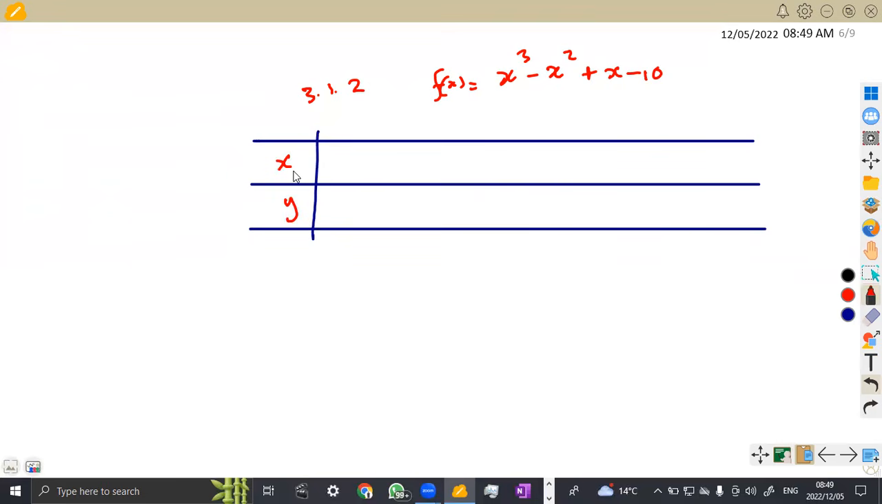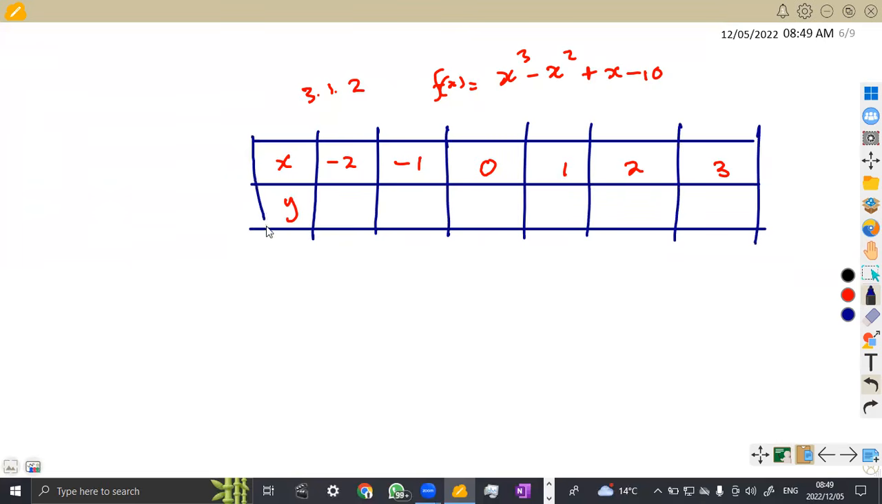So X is ranging from -2 up to 3. So you're going to have -2, -1, 0, 1, 2, up to 3. All right, so these are the values of X. So what it simply means is you are going to substitute. That is what the question is simply saying. You're going to substitute when X is -2 in place of X. That means f of -2, you're substituting -2 to the exponent of 3, minus -2 to the exponent of 2, plus -2 minus 10.